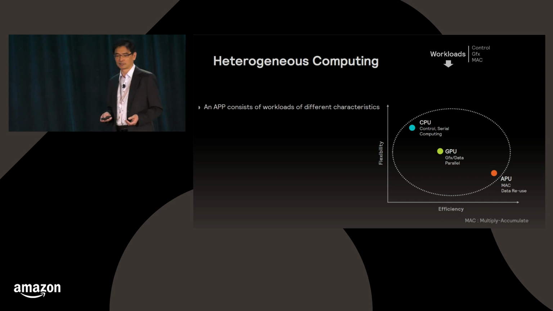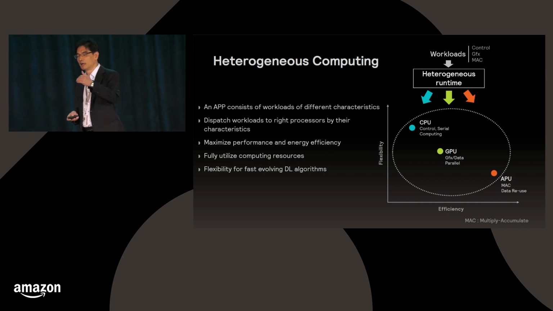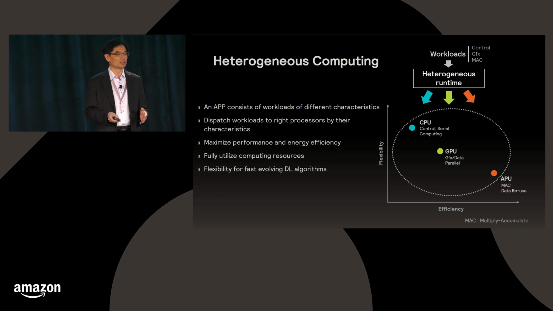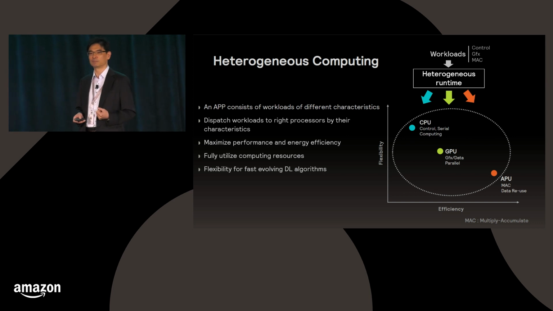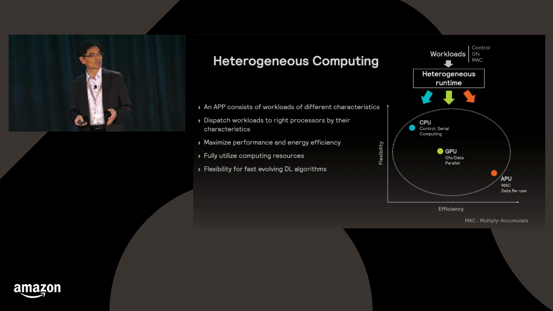A better solution is to build a mechanism we call the heterogeneous runtime, so that this runtime can dynamically allocate the workload to the right processor according to its characteristic. For example, if it is control workload, the CPU is the right one to process it. And if it's multiply accumulation, definitely the APU is the right choice. So with this heterogeneous computing technology, the system can get the performance maximized while having the best energy efficiency.